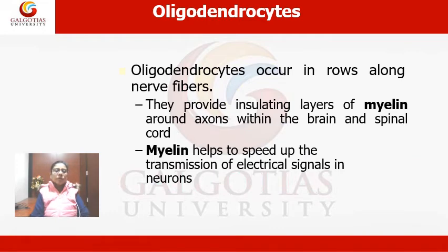The fourth type of neuroglial cells is oligodendrocytes. Oligodendrocytes occur in rows along with the nerve fibers. They provide insulating layers of myelin around axons within the brain and spinal cord. Myelin helps to speed up the transmission of electrical signals in the neuron.